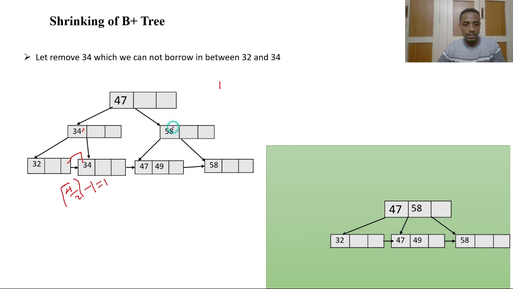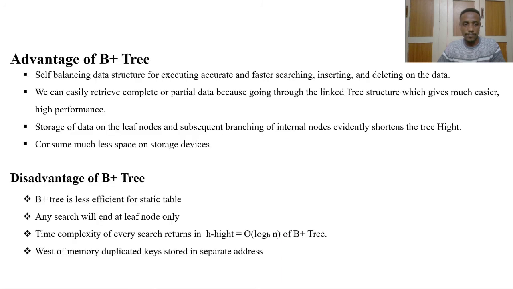So 58 here at the second level will go up to the root node because of going one level up, and then the left child of 47 will be 32 and the right child of 47 will be 47 and 49. This node will be removed, and the right child of 58 will be 58 itself. So finally we get this B+ tree. So this B+ tree's height is reduced by one level, as we can see here.